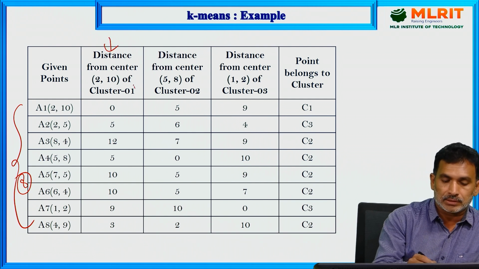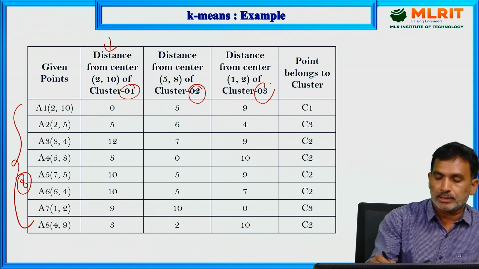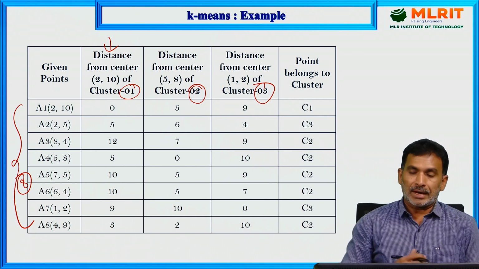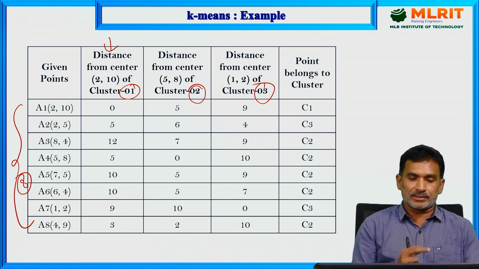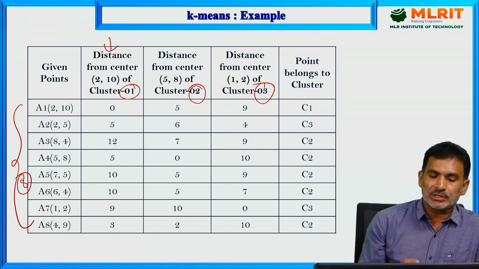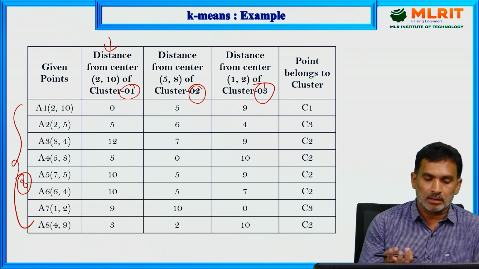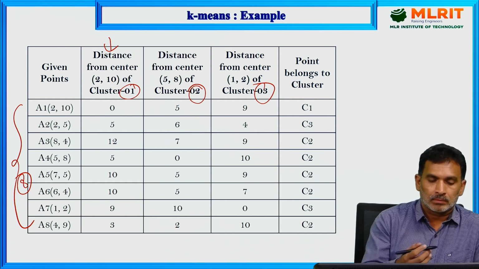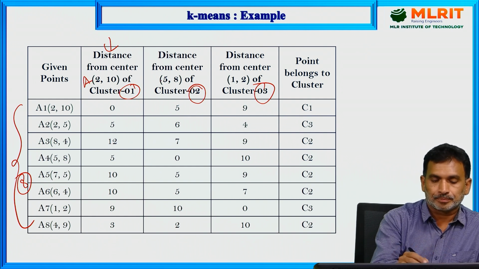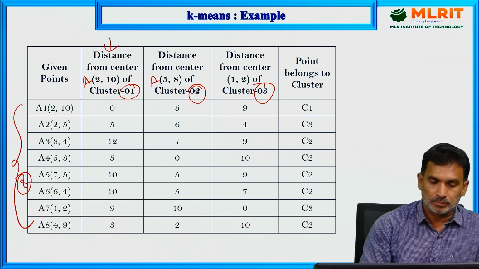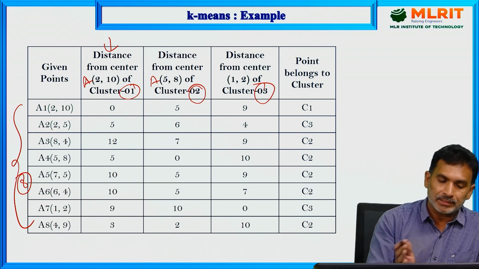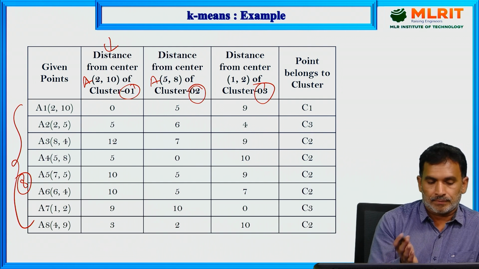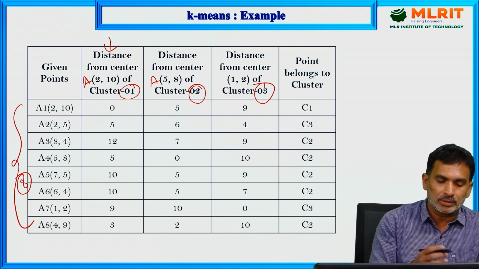This is cluster 1, 2, 3. Because we have to group these data points into the 3 clusters. Now we initially pick the 3 clusters, that is A1, A4, A7, I think it's so. So now we have to find out the distance from each cluster to the data point.